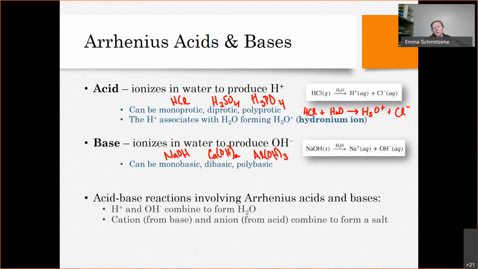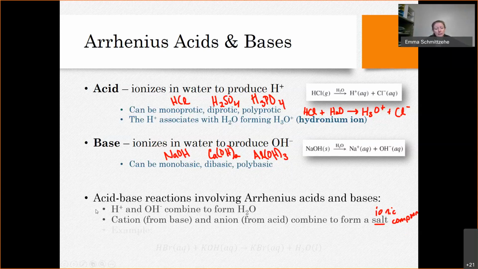So your acid gives up H plus and there's still an anion there, and your base gives up OH minus and there's still a cation. And so those cations and anions come together and form an ionic compound, which we generally call a salt. So when I say the cation and anion come together to form a salt, I'm talking about an ionic compound. That's just a general term for an ionic compound.